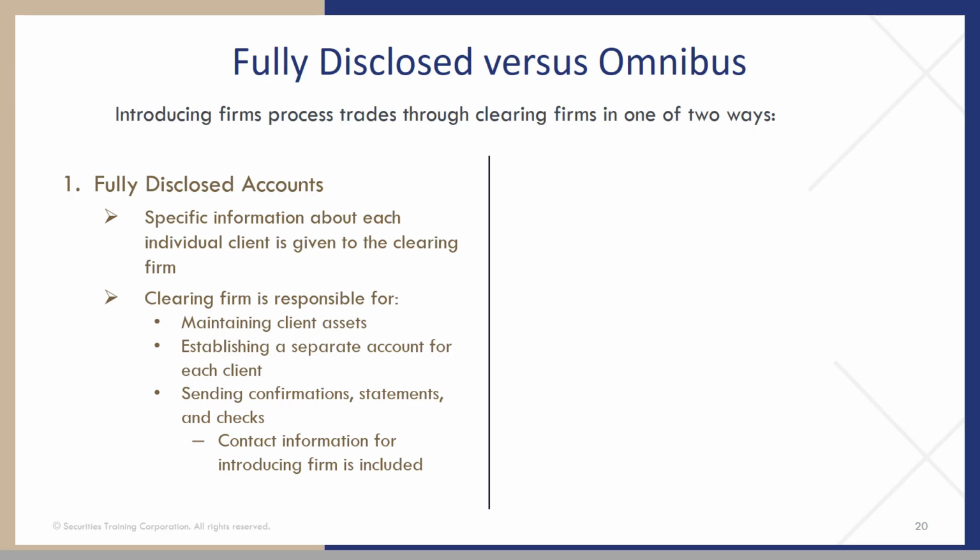They know who the client is. They know all the information about the client. So when the client receives the statements, they're from the clearing firm, and it says clearing on behalf of the smaller introducing firm. The second way is omnibus.